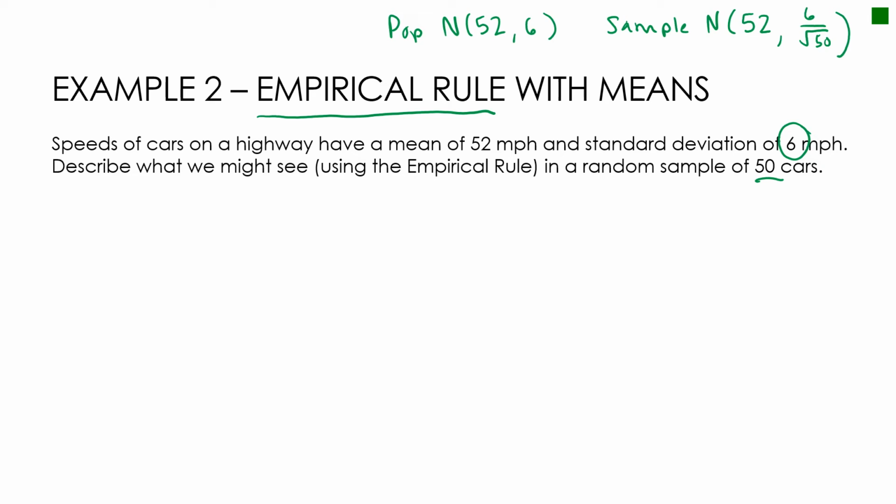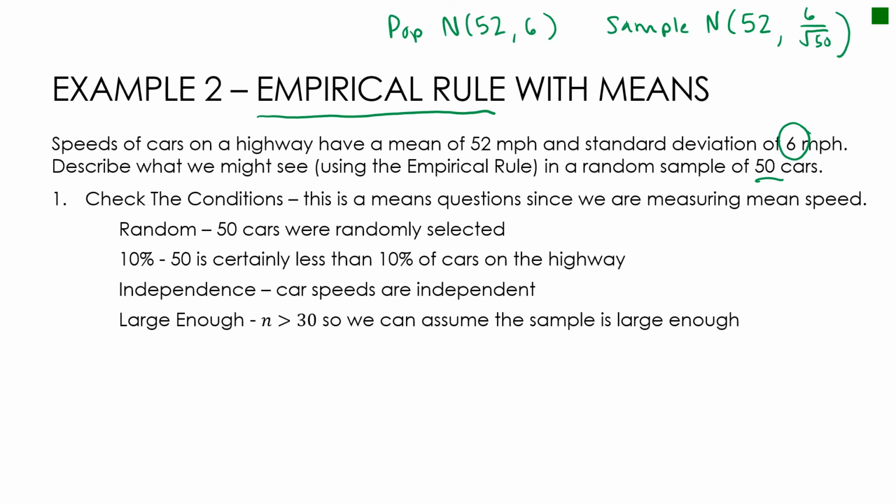So the first thing I would do here is, of course, check the conditions. So same conditions as before. Random: 50 cars were randomly selected. We were told that they were. 10%: 50 is less than 10% of the cars on the highway. So again, less than 10% of the population. The population is cars on the highway. Independence: because we're randomly selecting these cars, the car speeds are independent. So because they're randomly selected, we don't have two yahoos driving next to each other and trying to race each other. Large enough condition: n is greater than 30, so we can assume the sample is large enough.